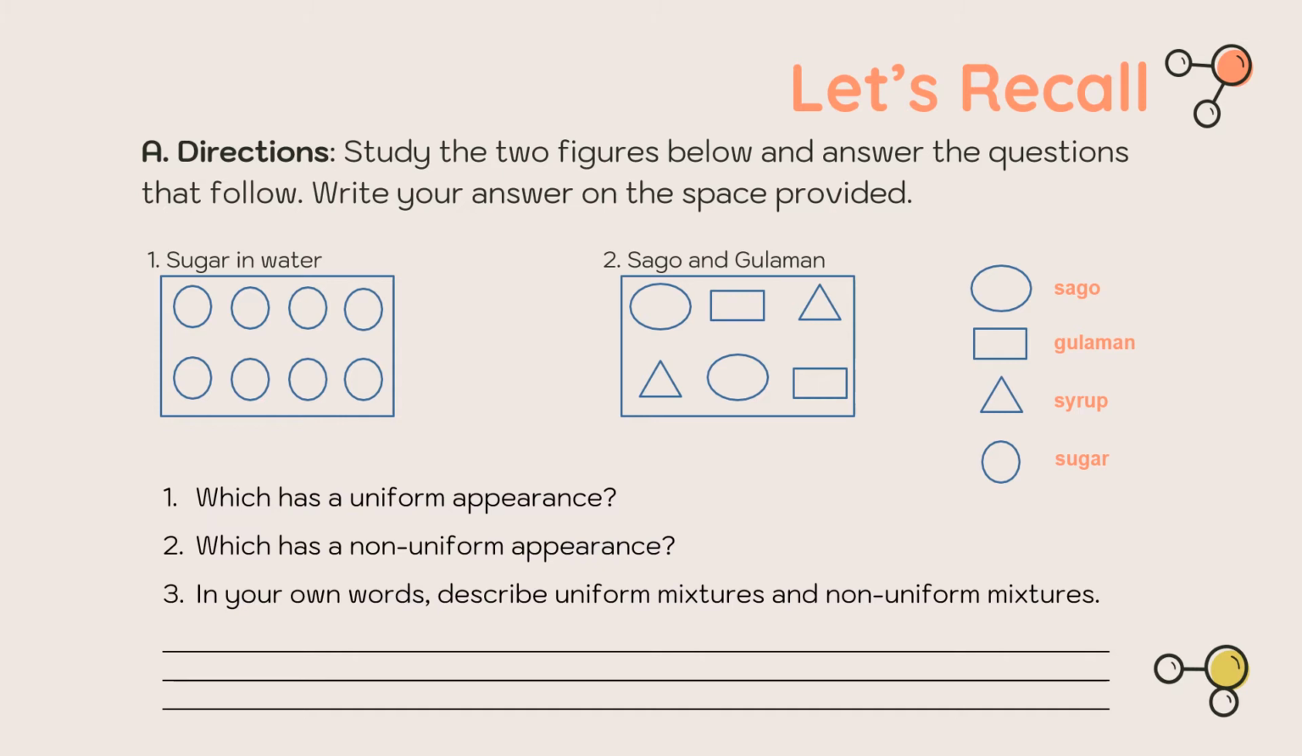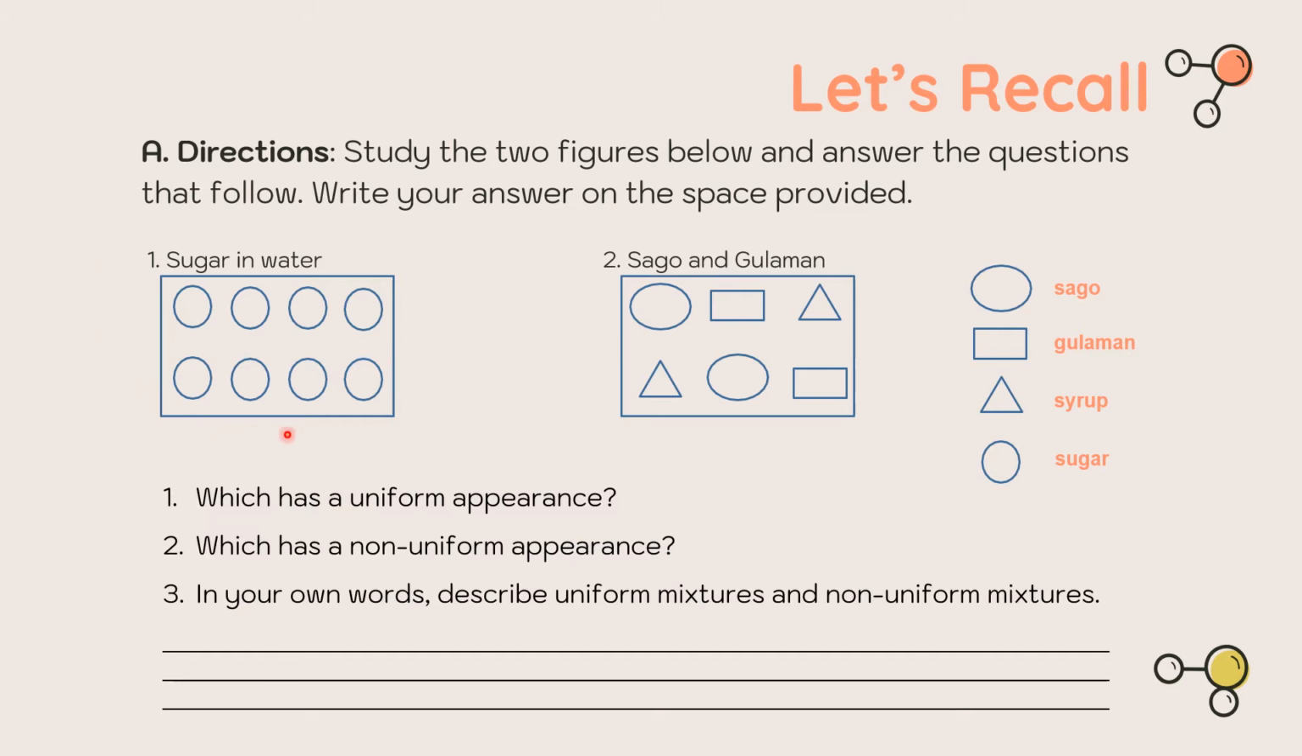Let's have a recall. Directions: Study the two figures below and answer the questions that follow. Write your answer on the space provided. We have here two figures. On figure 1, we have sugar and water. And figure 2, we have sago and gulaman.